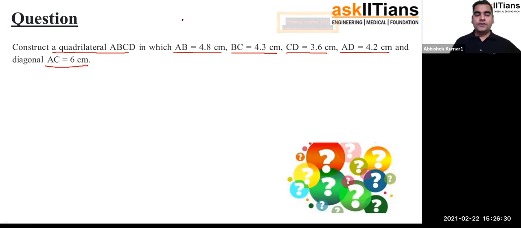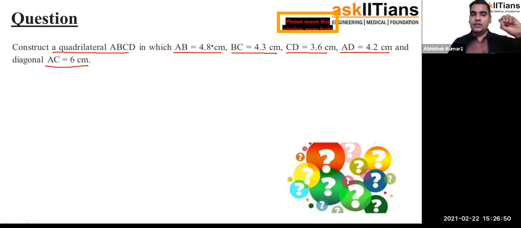All right. So as I told you, whenever you have to draw any quadrilateral in which you are provided all the four sides of the given quadrilateral, and apart from that you are also provided the length of the diagonal of the quadrilateral, what you should do is first form one of the triangles, then using that diagonal you should form the other triangle. Understood? So that's exactly what we are going to do here.